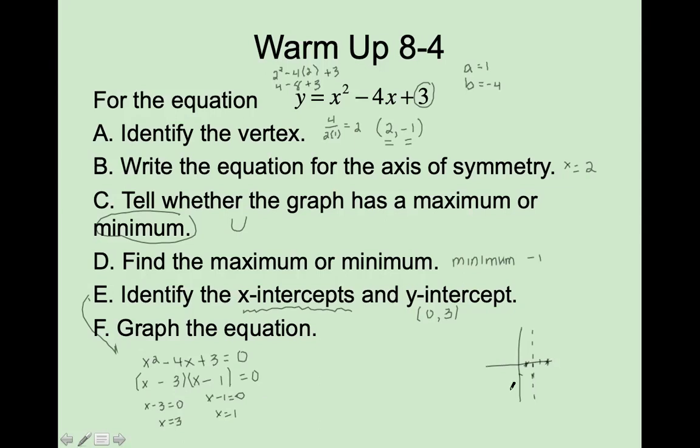Why is that not looking right? 1, 2, oh, because this is 3. Ooh. Right, not that point. That's no. And what else do we know? We knew the y-intercept was 3.